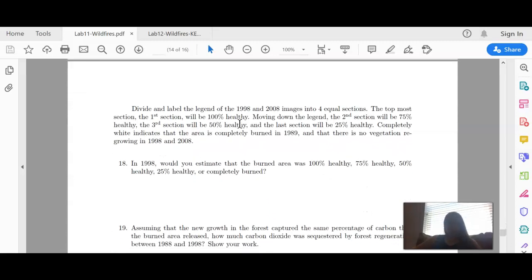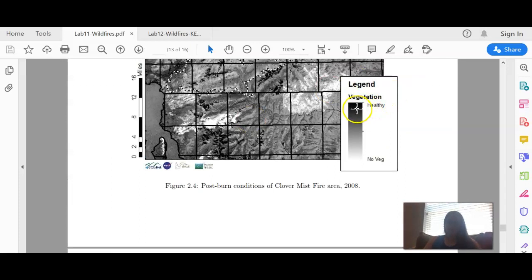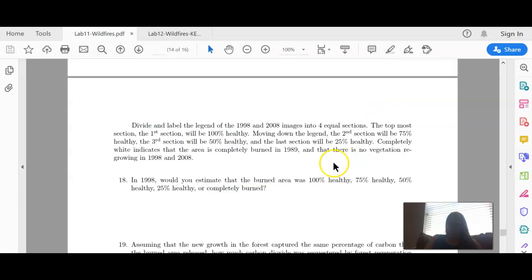So divide and label the legend of the 1998 and 2008 images into 4 equal sections. Same thing that you did before. The topmost section, the first section, will be 100% healthy. Moving down the legend, the second section will be 75% healthy, the third section will be 50% healthy, and the last section will be 25% healthy. Completely white indicates that the area was completely burned in 1988, and that there is no vegetation regrowing in 1998 or in 2008.